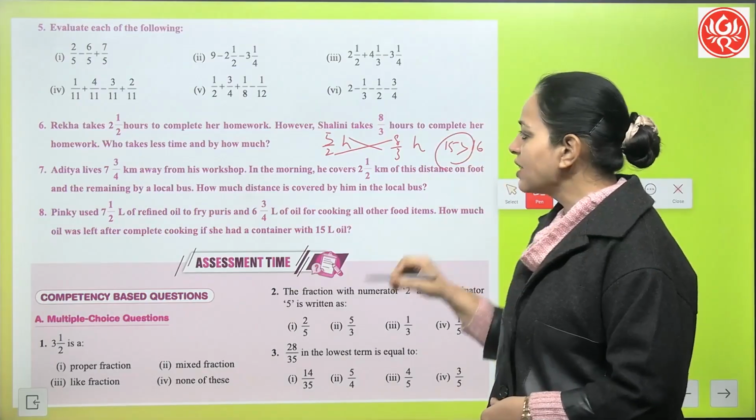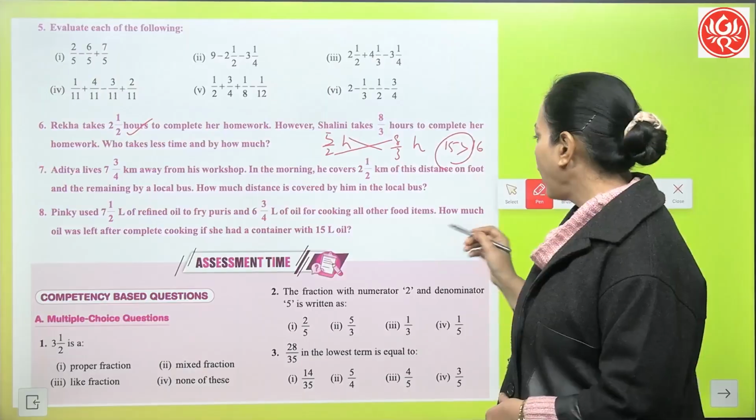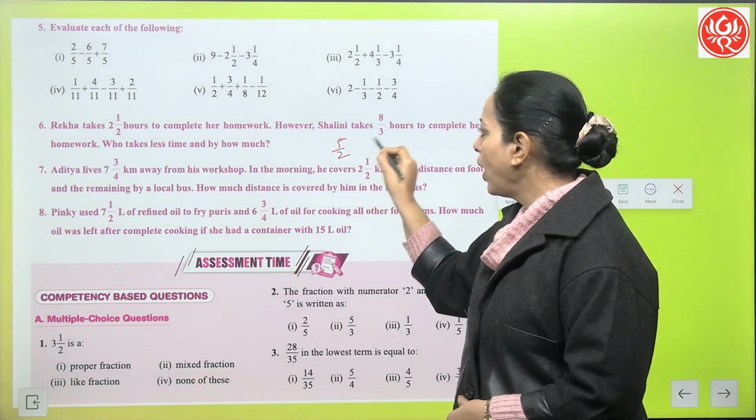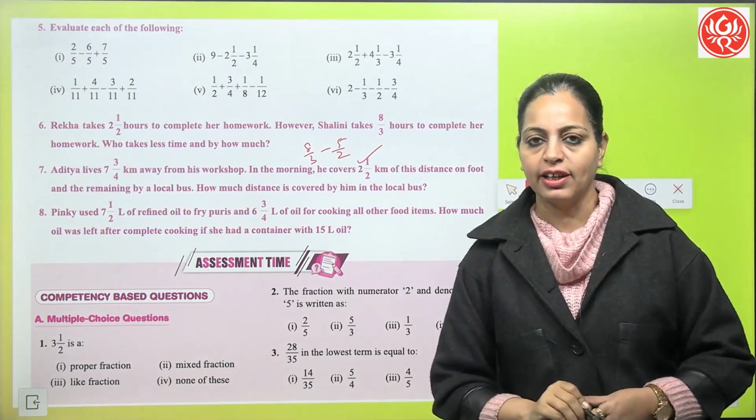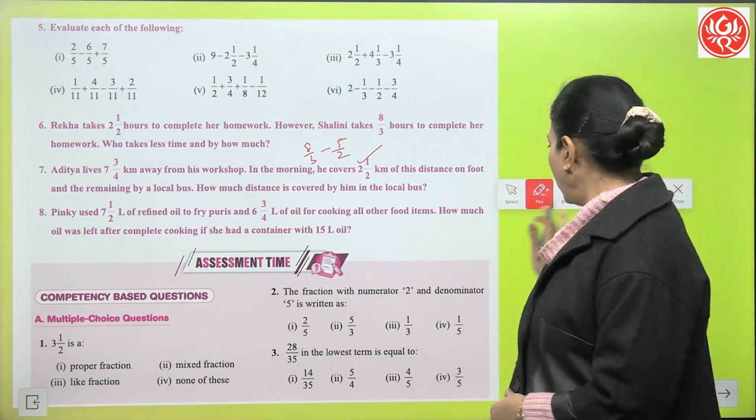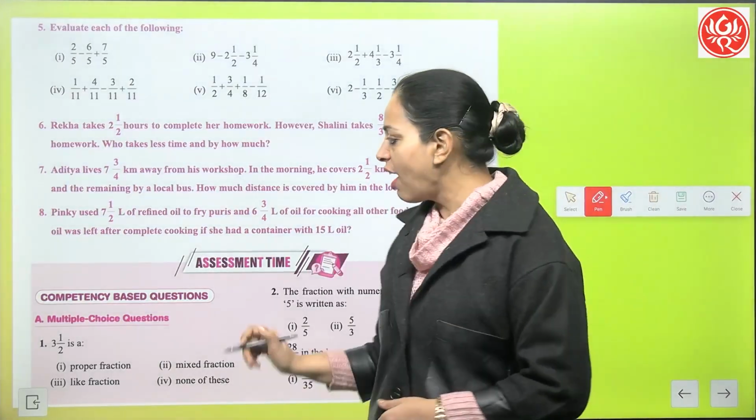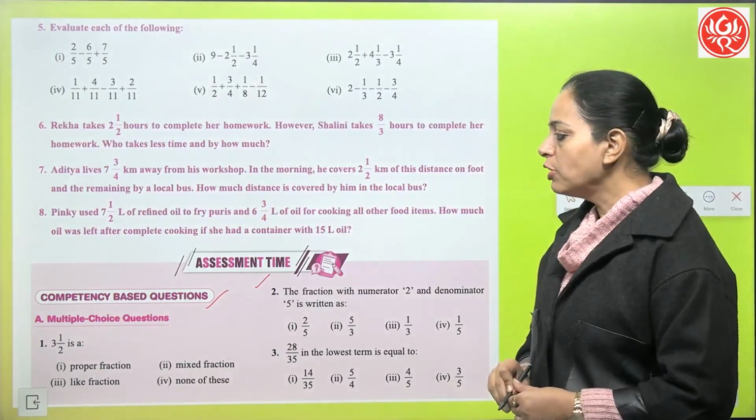So who takes less time? Rekha takes less time. And by how much? हमें क्या करना पड़ेगा? 5/2 and this is 8/3. इन दोनों को माइनस कर देंगे. Right? Similarly, you can try remaining parts. Very easy, very interesting. Now this is the assessment time. Competency based question, A part, multiple choice question.